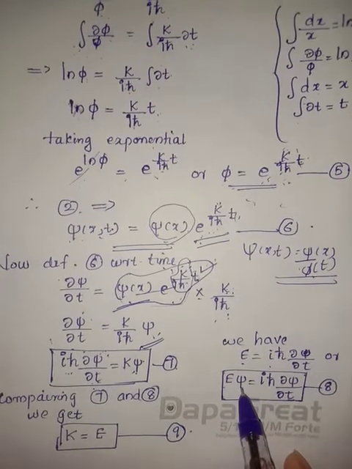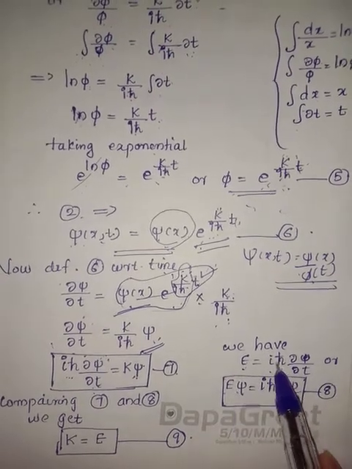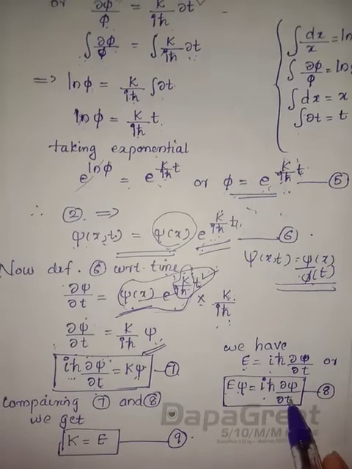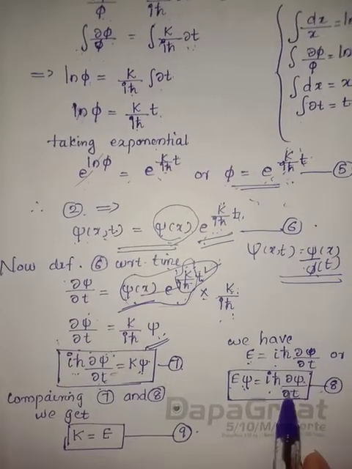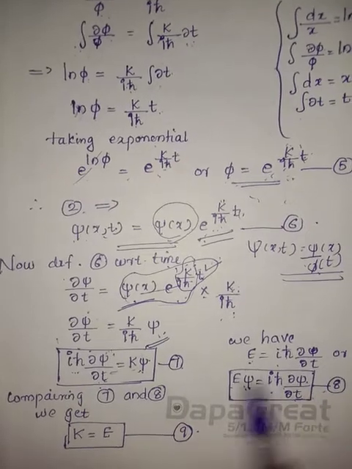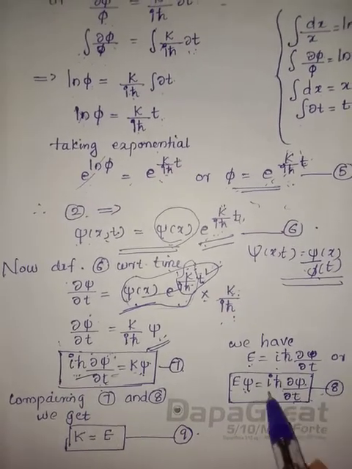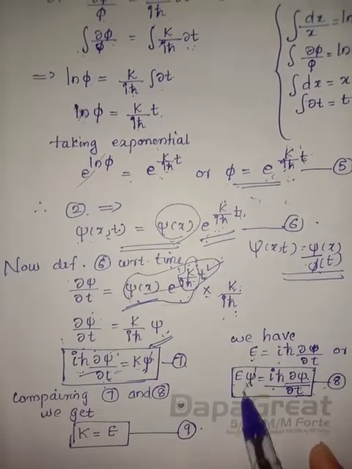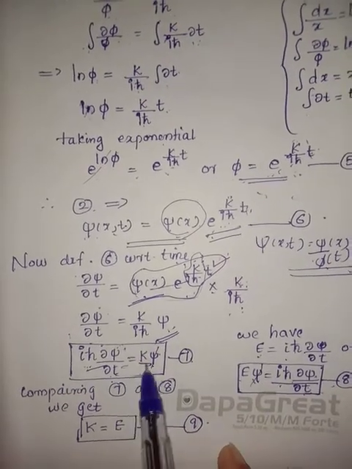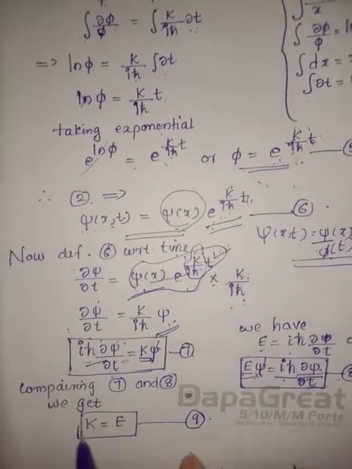Then E psi is equal to, multiplying by psi, what will we obtain? iħ ∂psi/∂t. So E psi is equal to iħ ∂psi/∂t. Compare these two equations 7 and 8. Here we have iħ ∂psi/∂t, here we have iħ ∂psi/∂t, here we have a psi and here psi. So we can write K is equal to the energy.